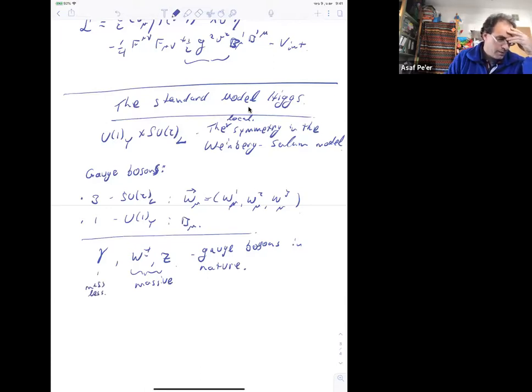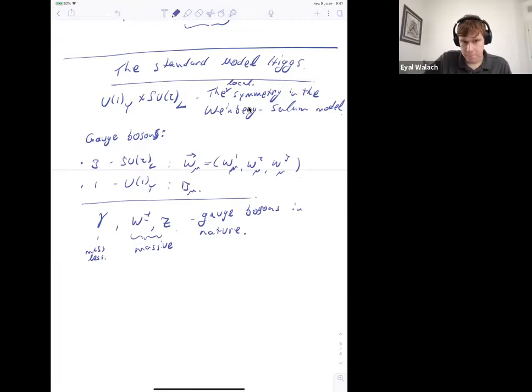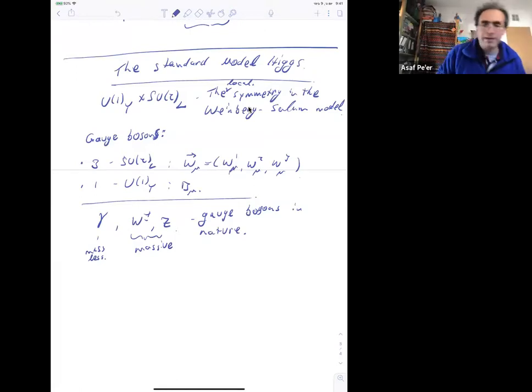So how many Goldstone bosons do we need? 3, because each Goldstone boson, when it is eaten by one of those vector gauge bosons, is going to give it a mass. So we need three Goldstone bosons. And then after symmetry breaking, we're going to have another massive scalar particle. This will be the eta, which is really the Higgs.